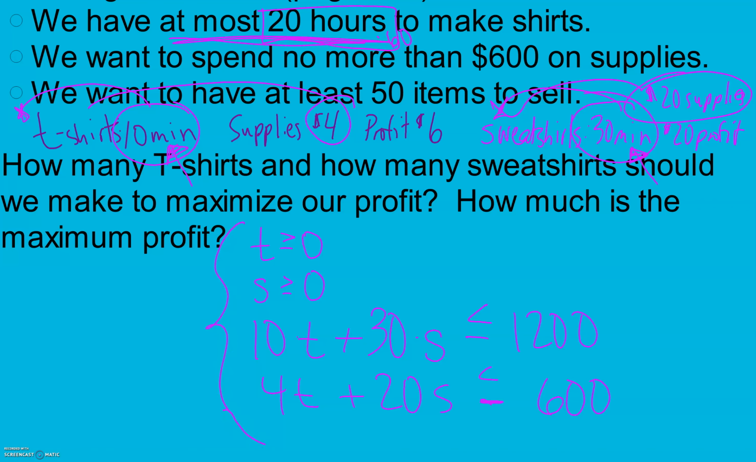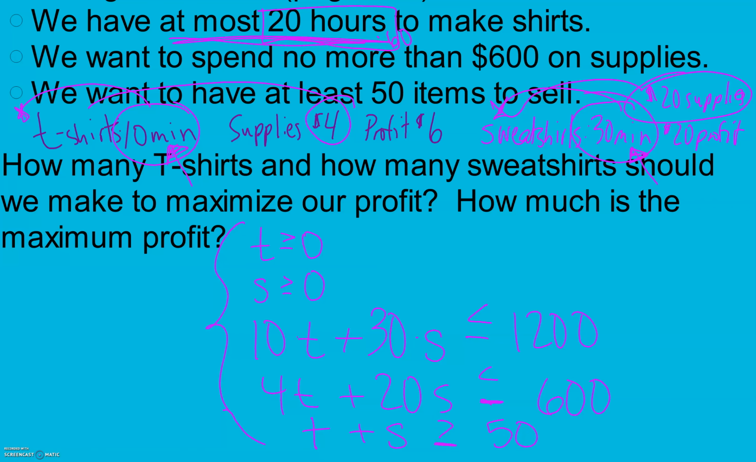And the last thing here is we want to have at least 50 items to sell. So the total items is our t-shirts and sweatshirts. In order to have at least 50, we could have 50. We could also have 60, but we can't just have 40. So greater than or equal to 50 there.